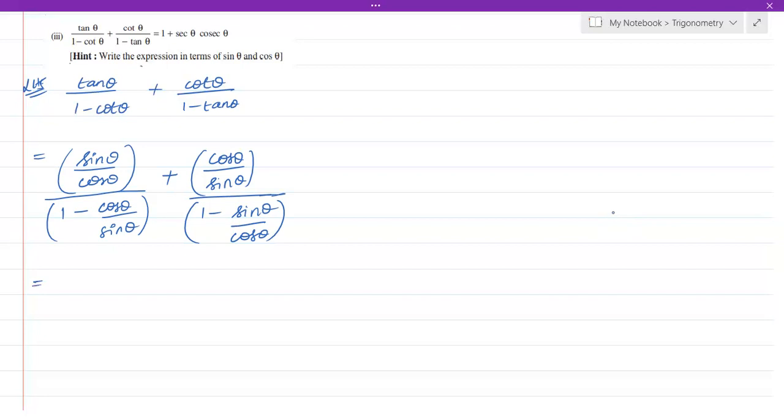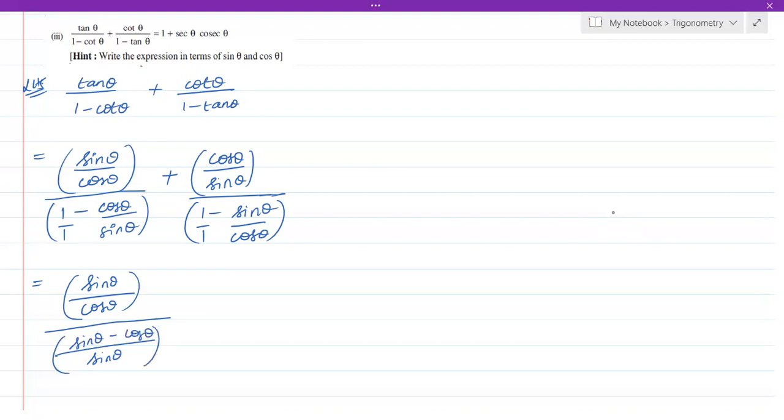So here, sin theta by cos theta as it is. Let's simplify the denominator. Here this one can be written as 1 by 1. Similarly, this one can be written as 1 by 1. Let's take the LCM. 1 into sin theta, then crisscross. 1 into sin theta is sin theta minus 1 into cos theta is cos theta. What we have got on simplification is sin theta minus cos theta by sin theta.